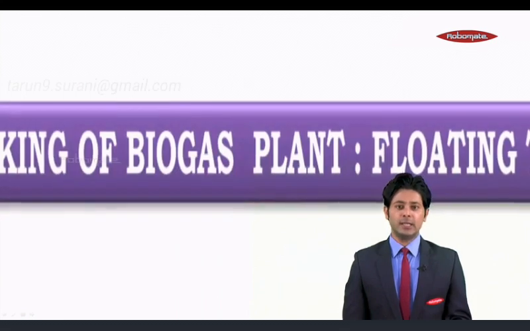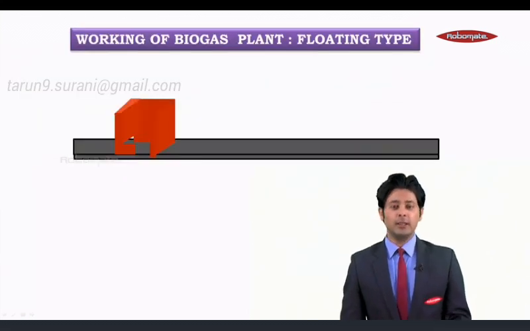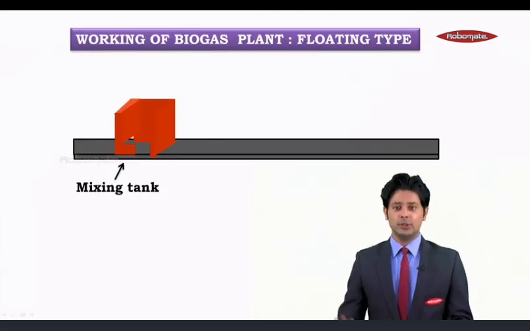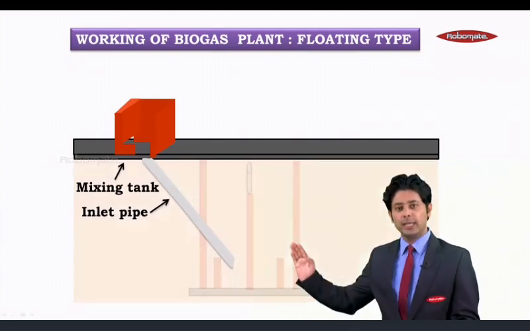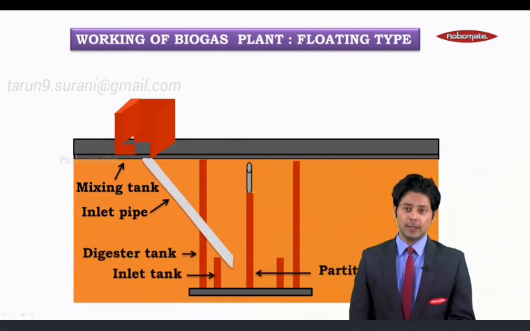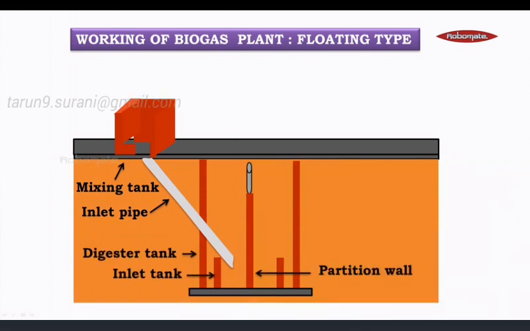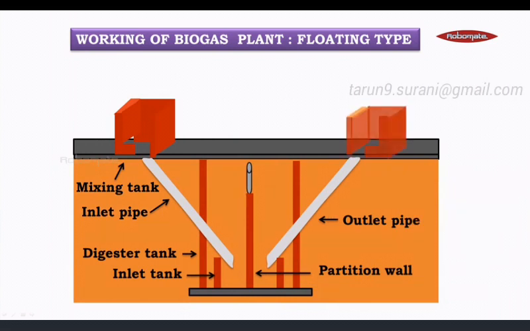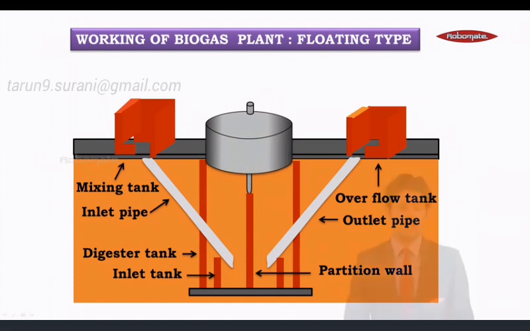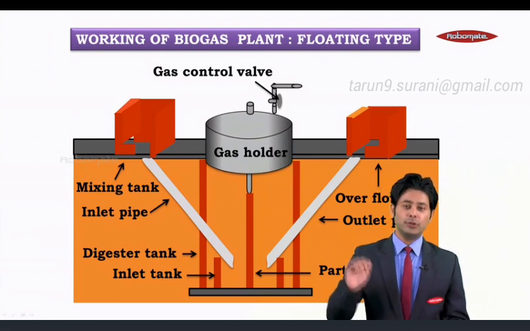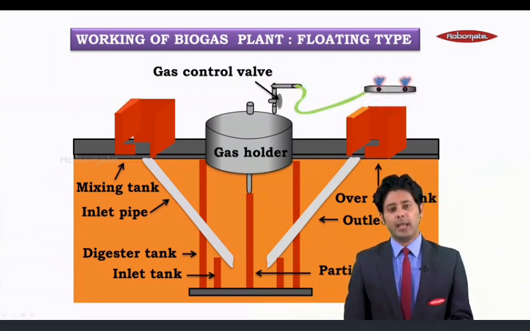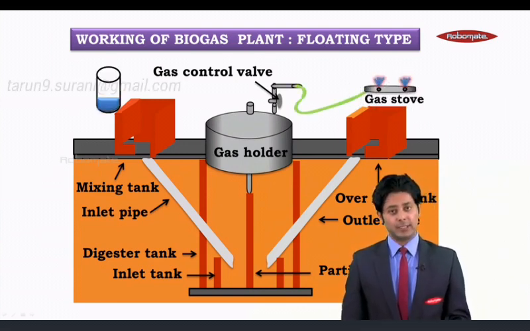And let's understand how it actually works. For that, let's take a look at its construction. As we can see, we have the mixing tank, which further leads to the inlet pipe, and the other parts are the digester tank, inlet tank, partition wall. Then what we have further is the outlet pipe and finally the overflow tank. And at its top, we have the gas holder, further connected to the gas control valve, and at its end, it's connected to the gas stove.